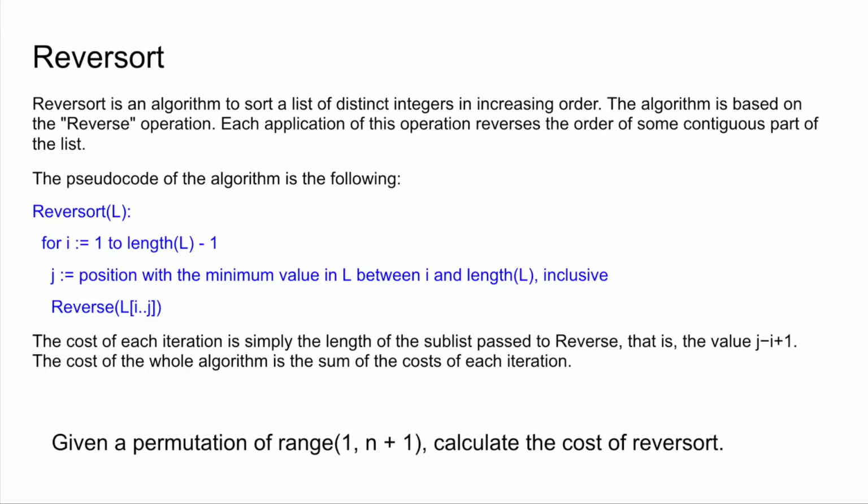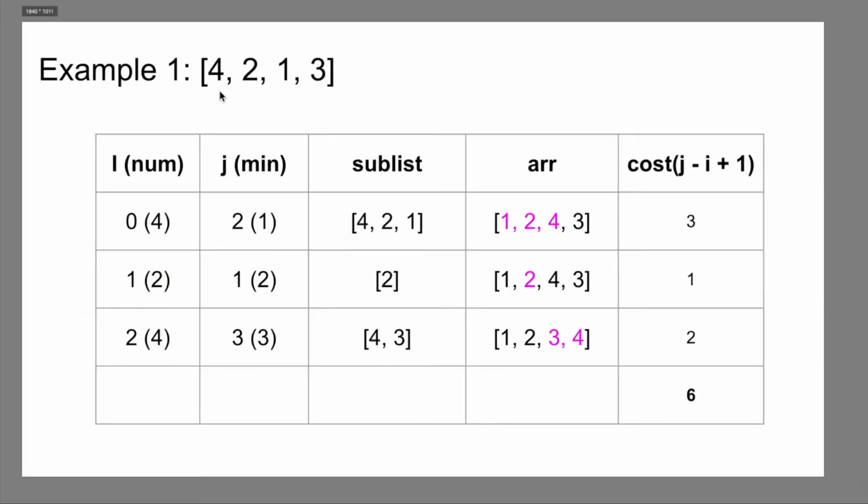Let's take a look at some examples. Given 4, 2, 1, 3, start from the first position. From this position until the end, we find the minimum value, which is 1. Then reverse this sublist, 4, 2, 1 becomes 1, 2, 4. The cost of this step is the length of the sublist, which is 3.